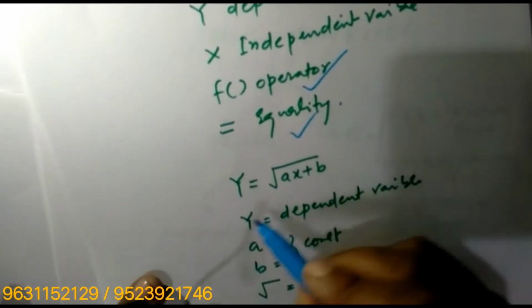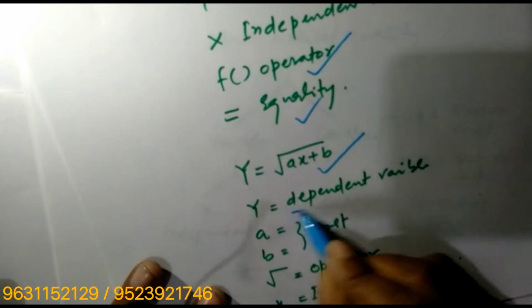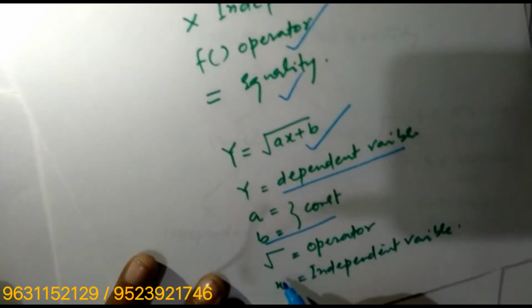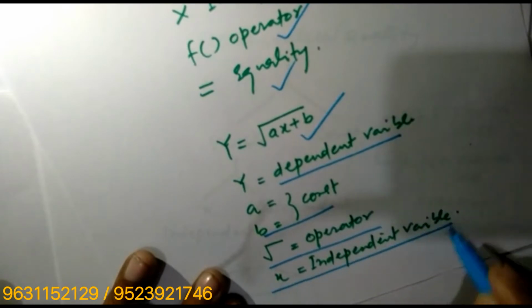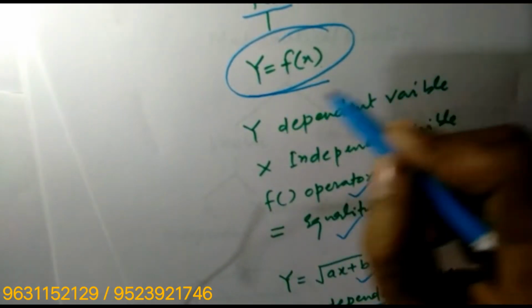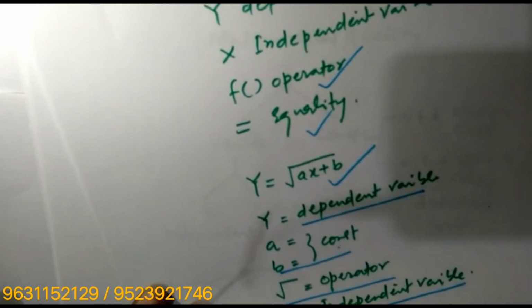For example, your function is y equals root under ax plus b. Here y is the dependent variable, a and b are constants, root is the operator, and x is the independent variable. That means this is the most basic symbol of a function. Here y is this one, a is this one, this is the operator, and this one is the independent variable.